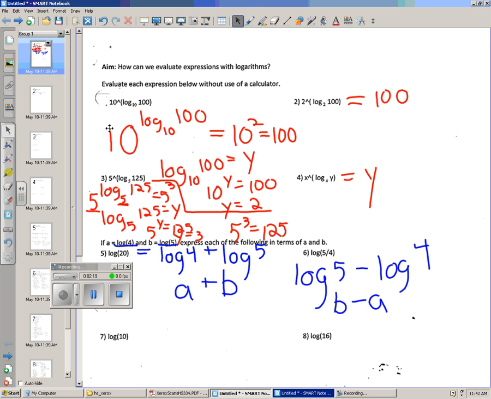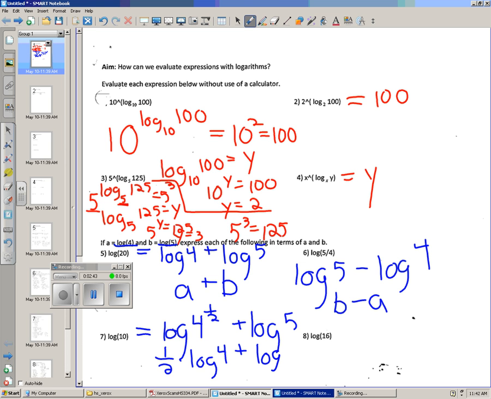Okay, let's look down to 10. So for 10, how do we get up to 10? Well, it can't be just 5 and 4. Really, we'd need to multiply like 5 and 2. So 4 to the 1/2 will get us to 2. So this is really 1/2 times log of 4 plus log of 5. So this ends up giving us half a plus b.